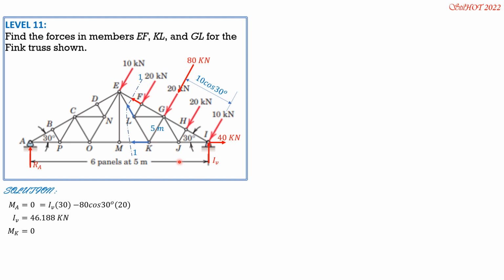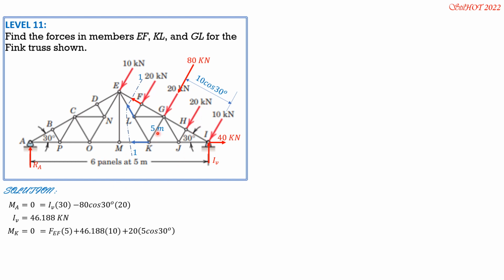So counterclockwise positive. Moment about K equals 0 equals FEF, moment arm is 5. Then plus 20 times this distance, which is 5 cosine 30, plus 46.188 first times 5, 10, so 10. This is also counterclockwise, so IV 46.188 times 10, distance to K. Then plus 20 times 5 cosine 30. This 20 here passes through K, so it's 0.